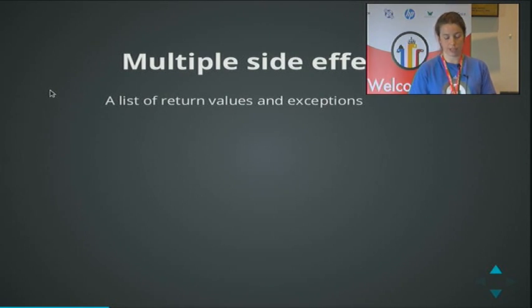One thing I find particularly useful is that it can be a list. So you can set up return values to happen on multiple calls to your function, so you can make it return a different value each time. And that can also be an exception.